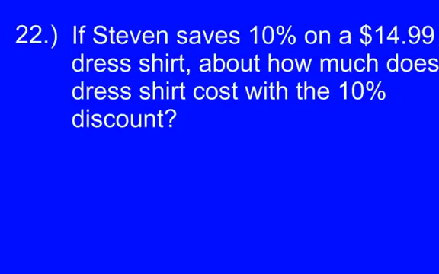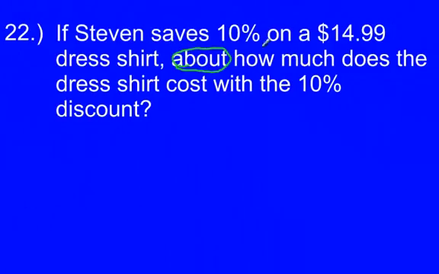Number 22. If Steven saves 10% on a $14.99 dress shirt, about, estimate how much does the dress shirt cost with a 10% discount. Let's call this $15. If we were to take 10% of 15, all I would do, literally just slide the decimal over 1 spot. It's 1.5 or $1.50. But pay attention to the question. How much does the dress shirt cost with a discount? The discount's $1.50, so we have to subtract that from our original price.